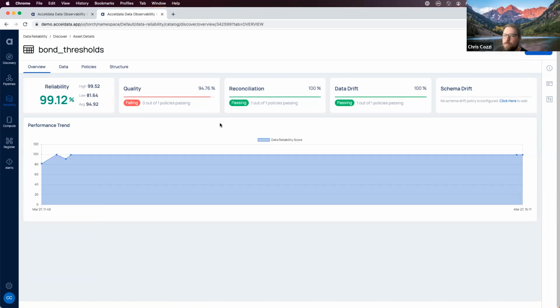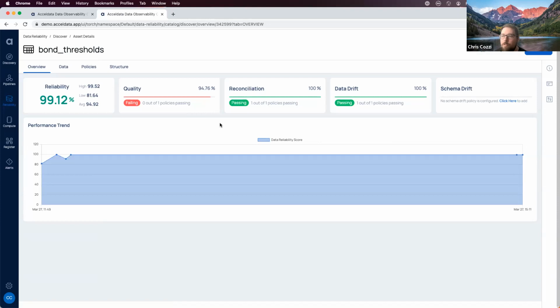So I walked through those policies and the different dimensions to try to give some context that there's a lot we're monitoring here, potentially multiple dimensions as well as multiple policies on top of those. So it's kind of a lot to package all up and really understand how reliable is this asset. So we've done some work to summarize that.